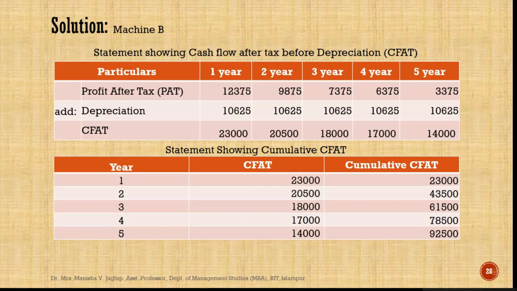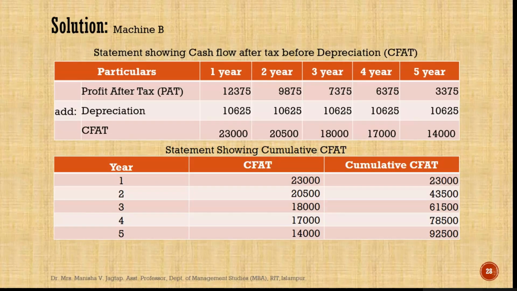Okay, so let us see for machine B, the statement showing cash flow after tax before depreciation. The same thing we have repeated here. We wrote the profit after tax figure, which is given in the example. Then we calculated depreciation and added it into the PAT, and thus we received cash flow after tax.